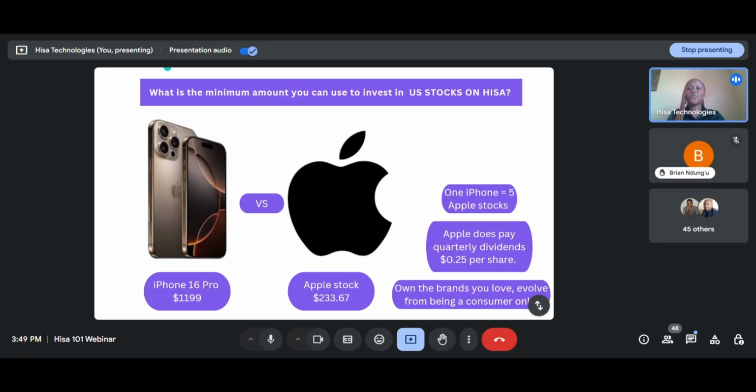So I wanted us to take real life examples. The current price for the iPhone 16 Pro Max is 1,199 USD versus the Apple stock, which at the time I was compiling this presentation, was $233.67. So the price of one iPhone can get you 5 Apple stocks. Yes, 5 Apple stocks.